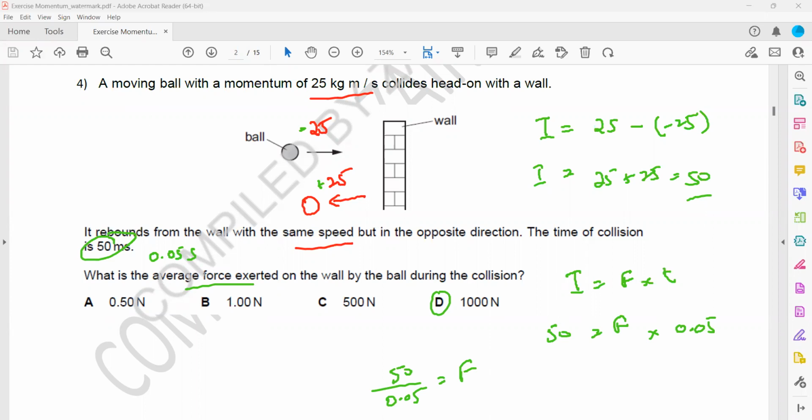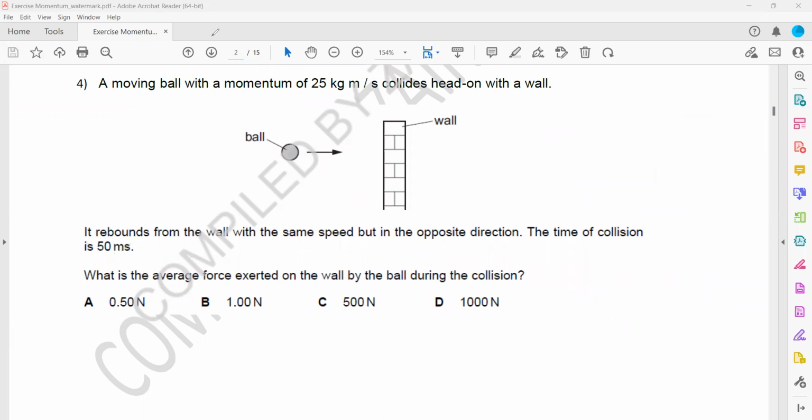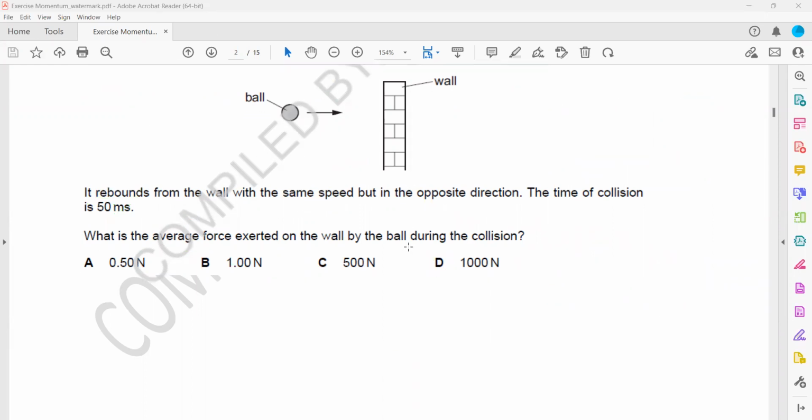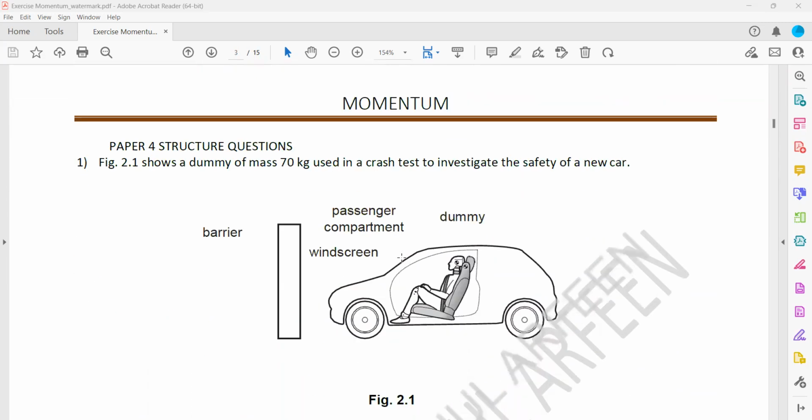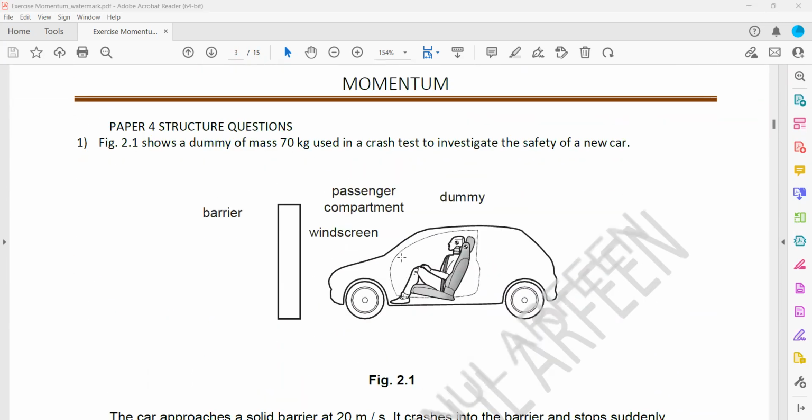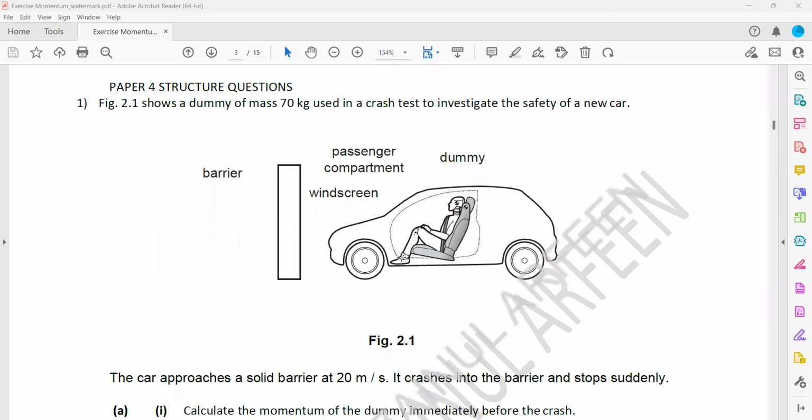So if direction changes, to get the impulse, we simply add them. If the direction does not change, we subtract to calculate the impulse. And then impulse is force multiplied by time. So impulse divided by time will be equal to the applied force. Then these are the structure questions.